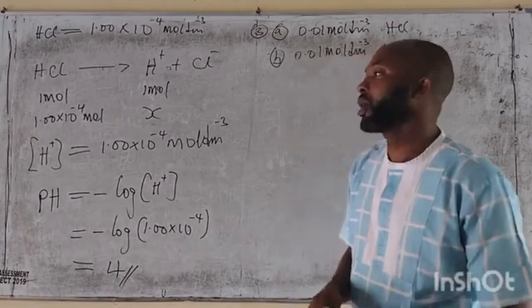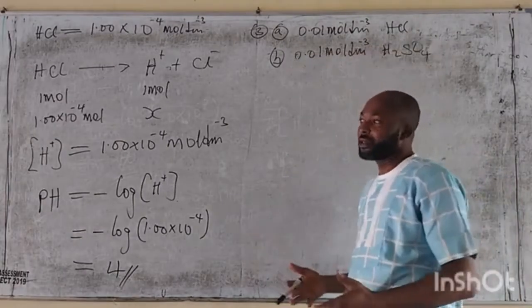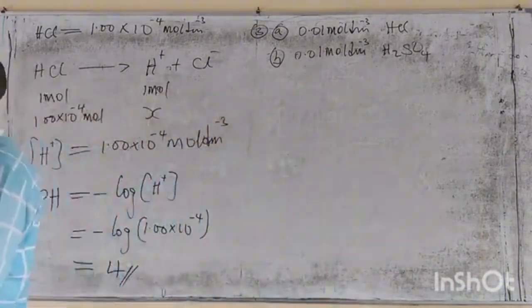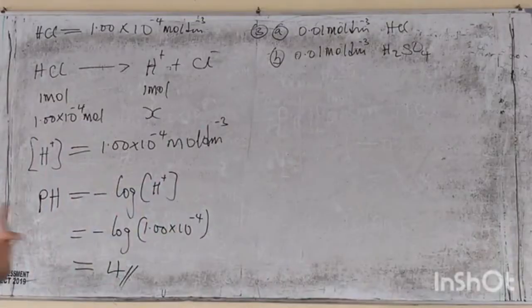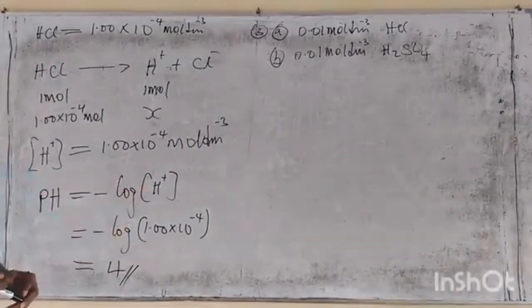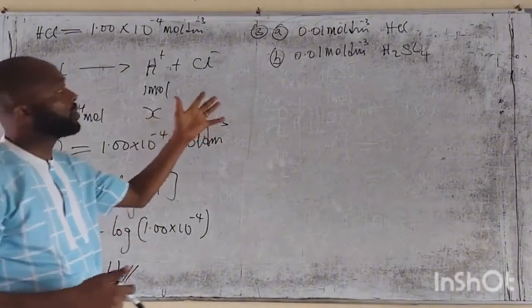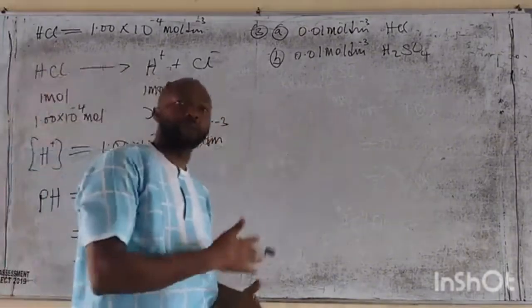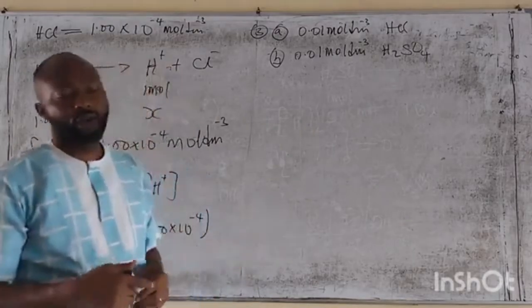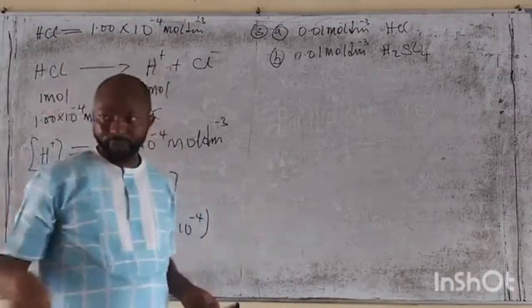Now, we know that H2SO4 is a stronger acid. It's stronger than HCl. But now we want to find out their pH having the same concentration value. By that, we'll be able to define the acidity, and see that it's more acidic than the other one. So let's see how that is true.